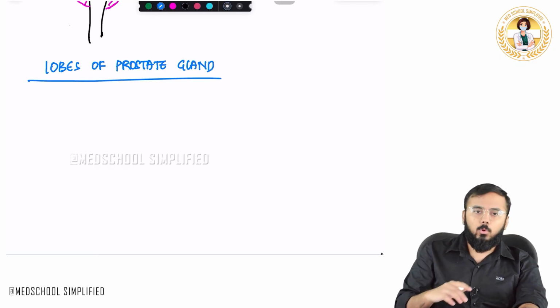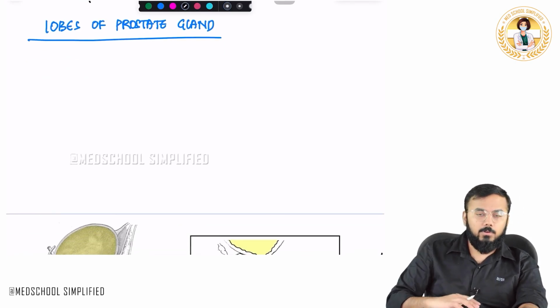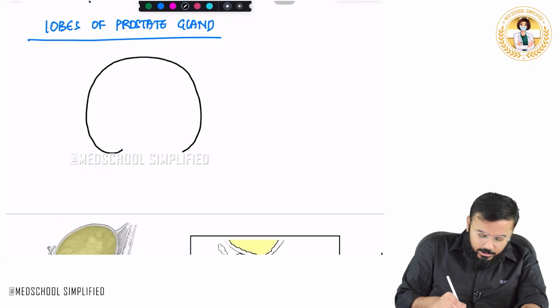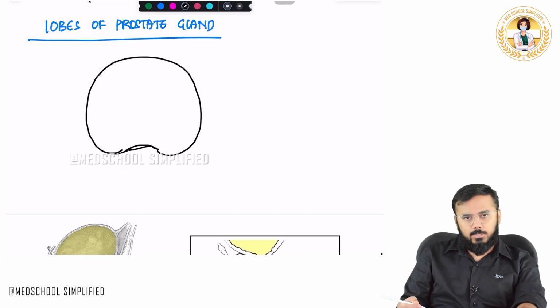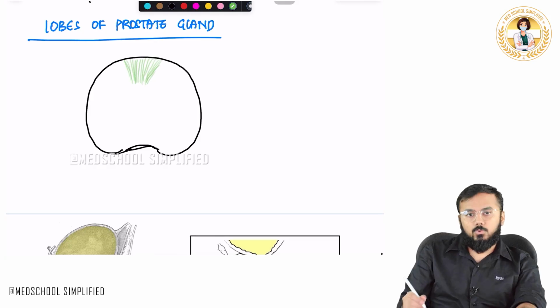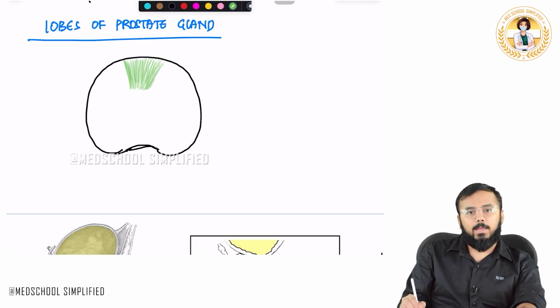Coming on to the lobes of the prostate gland, what are the different lobes you would appreciate here? For example, this is the cut section of your prostate gland. In this cut section, on the top, you have this particular structure, which is called the anterior lobe.